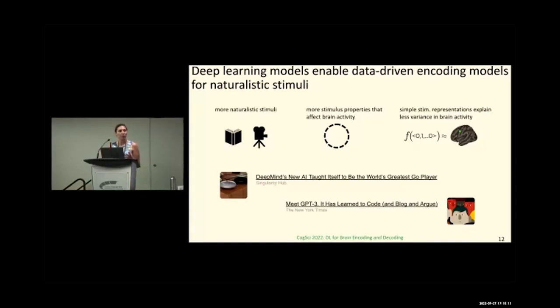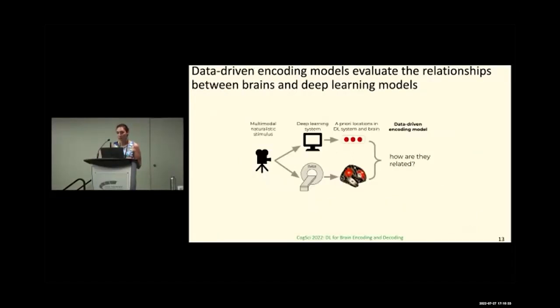But there's the question of whether we can use these internal representations in the models, which they have built of the world, as rich stimulus representations that perhaps capture some of the properties that the brain also cares about in naturalistic stimuli. So here is where data-driven encoding models can be very helpful. These data-driven models can be used to evaluate the relationship between internal representations in deep learning models and representations in the brain.